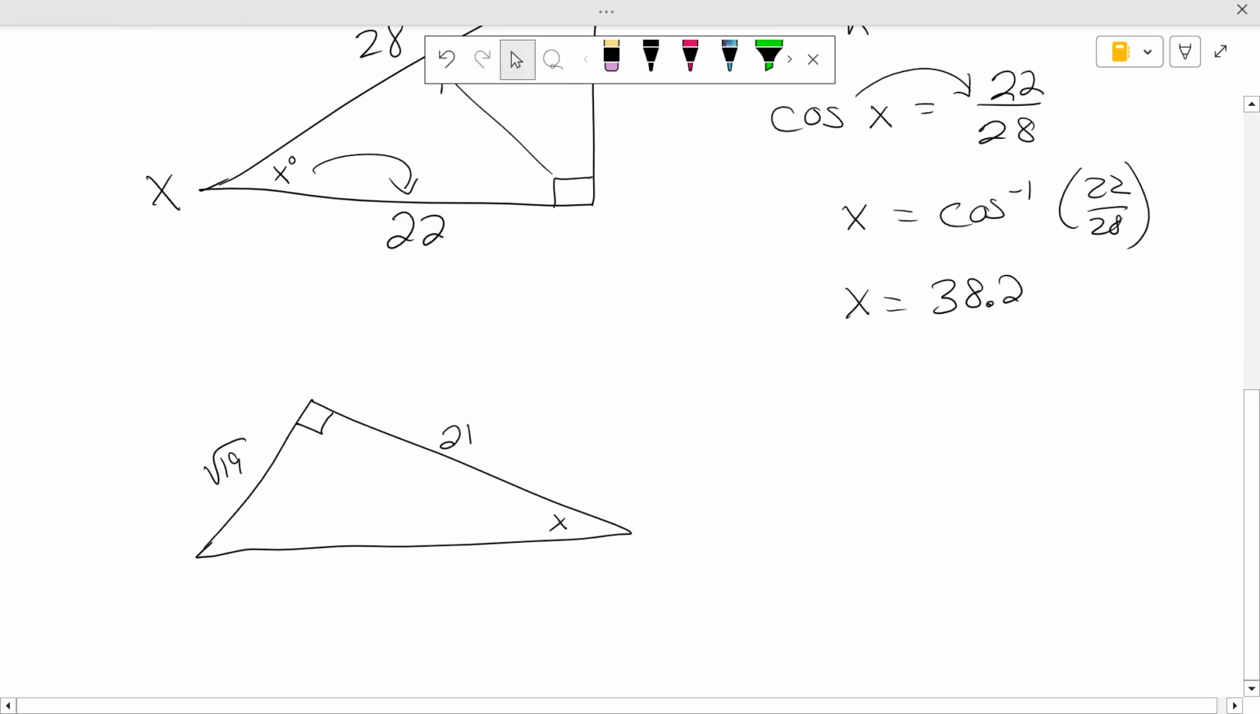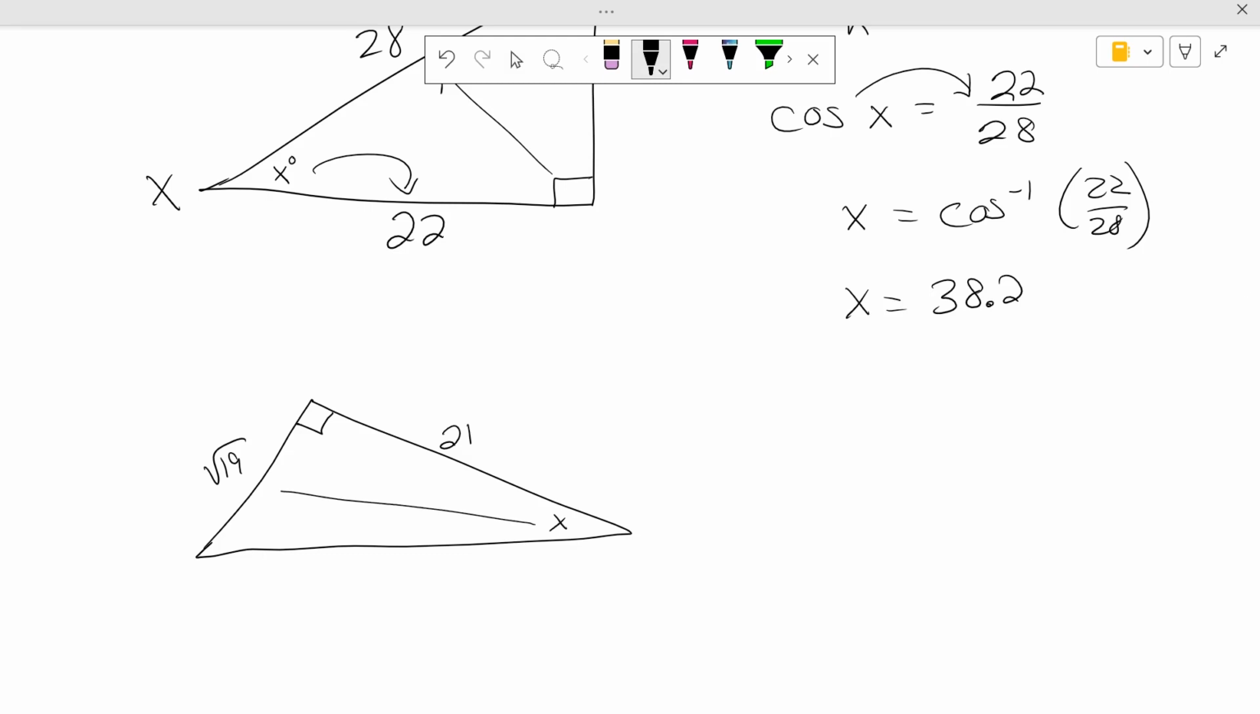So now I'm talking about my opposite and my adjacent. What is my opposite side? Square root of 19 is my opposite. My adjacent is 21. What trig function is opposite and adjacent? Tangent. So the tangent of angle X equals my opposite side, square root of 19, over my adjacent side of 21. So then, to get X alone, we move tangent to the other side. So it becomes inverse tangent of square root of 19 over 21.